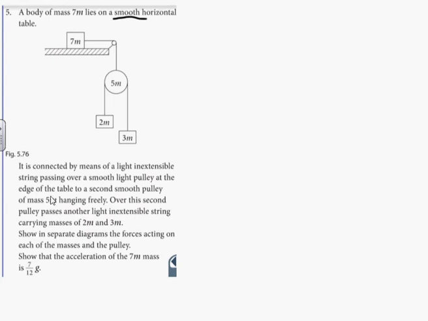table. A second smooth pulley of 5m, so you're talking about your 5mg here going directly down, is connected, and you have a 2mg here, guys, and then a 3mg going down here. So we have a lot of weight. So if we add that quickly together, you're looking at a 10 versus 7. So it's going to move.